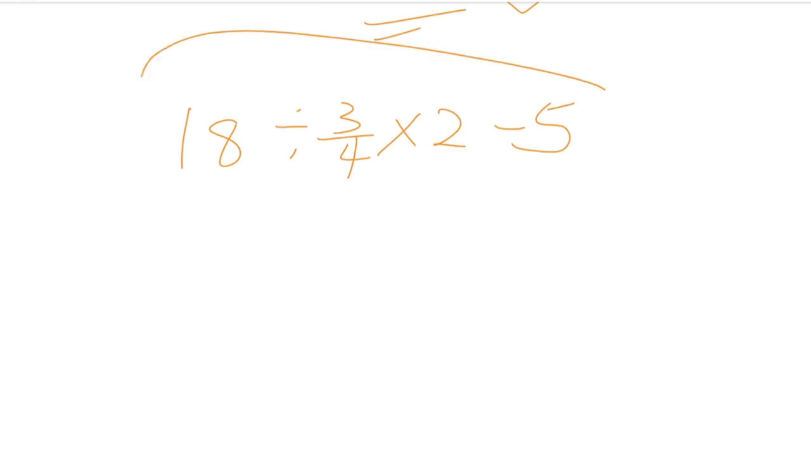Now try this one. 18 divided by 3/4 times 2, then minus 5. Try this and leave your answer in the comments.